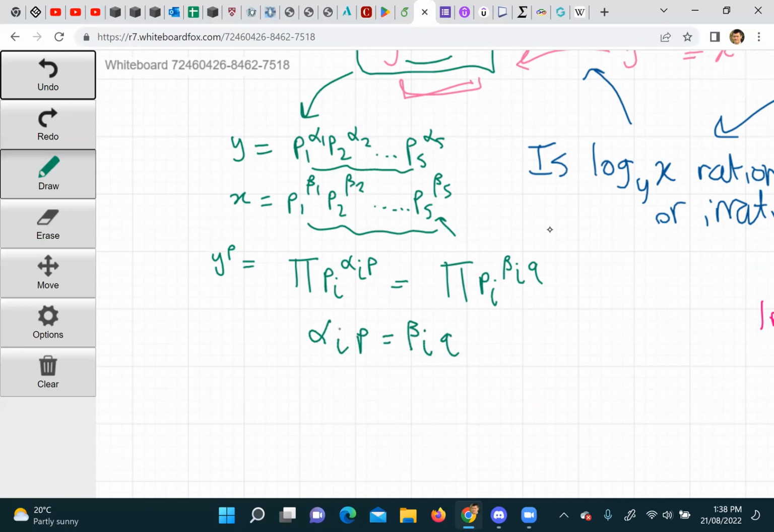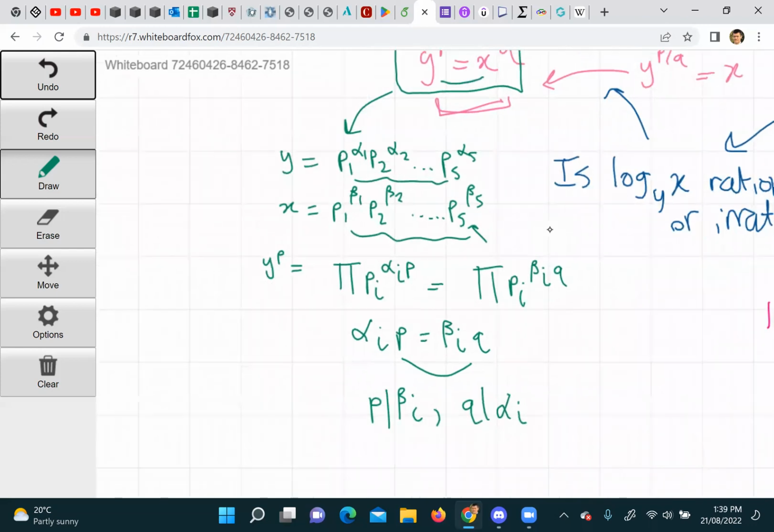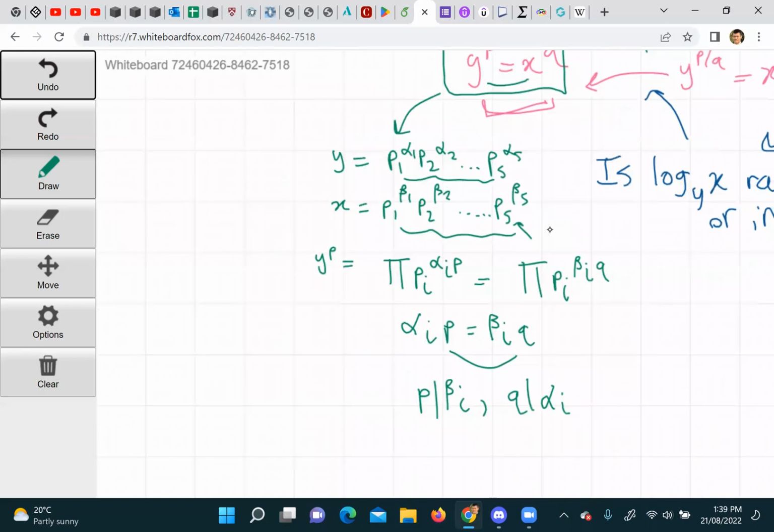P. Where P and alpha 1, because P and Q are co-primes. So P and Q are just co-primes. So Q is a factor of alpha i. P is a factor of beta i. I'm so confused. Let's say alpha i is equal to Q gamma i.